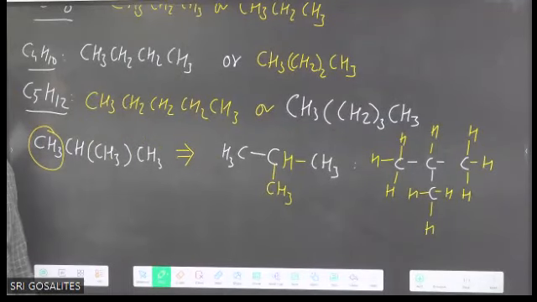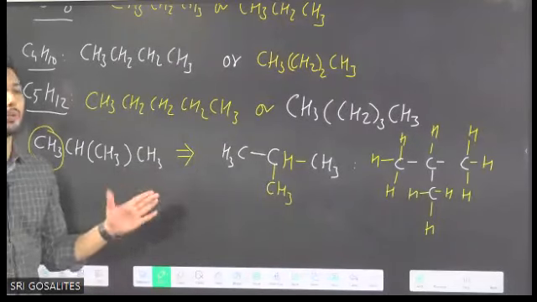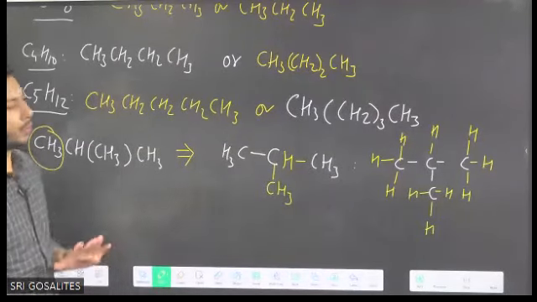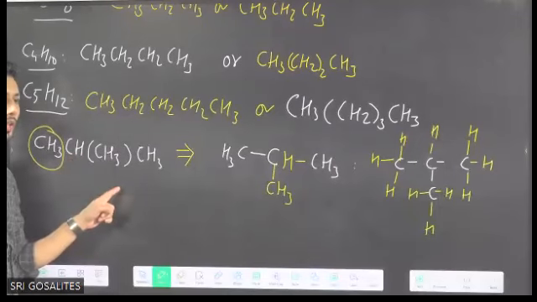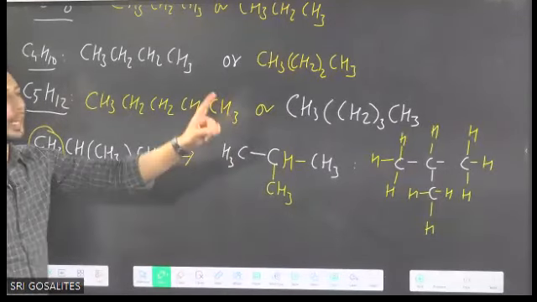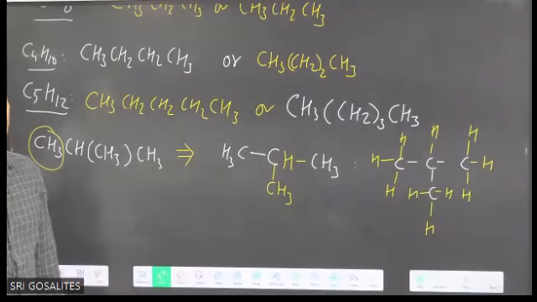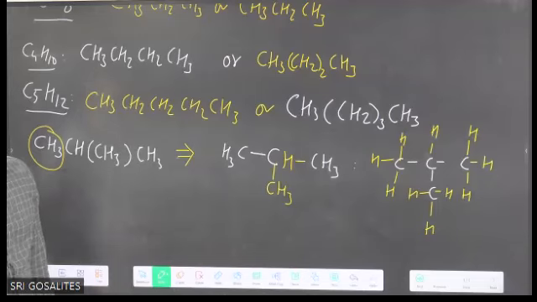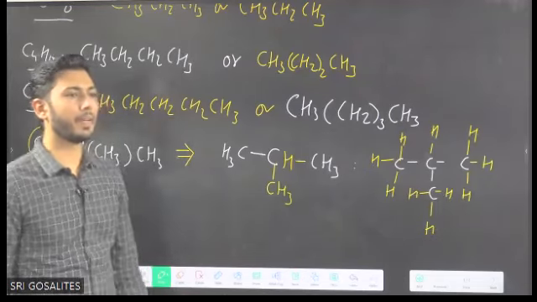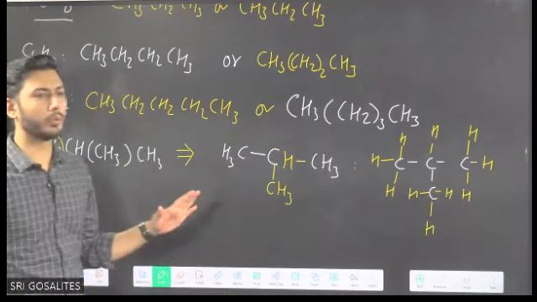Very good. The IUPAC name is 2-methylpropane, but if you do not remember, no need to worry. IUPAC naming we will do. This is also correct. And if you want to write the expanded form, this is again correct. It is not butane actually. Naming I will say later. No need to do the naming part right now.